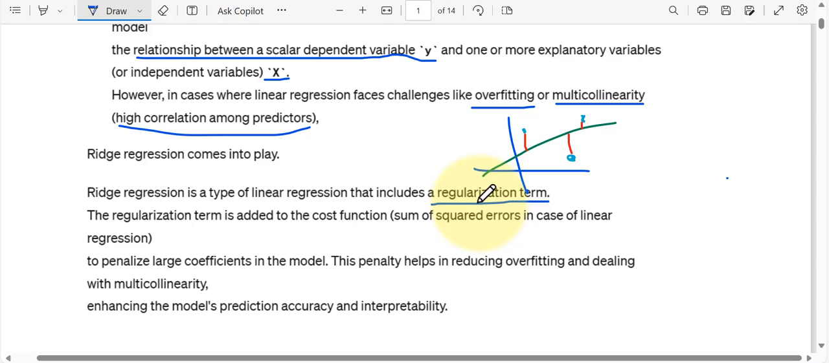And I said several times that it seems strange that we want to minimize the slope, because there's no reason to do that. I mean, we just want to find the best slope. It doesn't seem like there's any incentive to minimize the slope. But we talked about when you have multiple variables involved, that we don't want any one variable having too large a coefficient. So the slope is the coefficient for each variable. So it says we penalize large coefficients in the model. This penalty helps in reducing overfitting and dealing with multicollinearity.